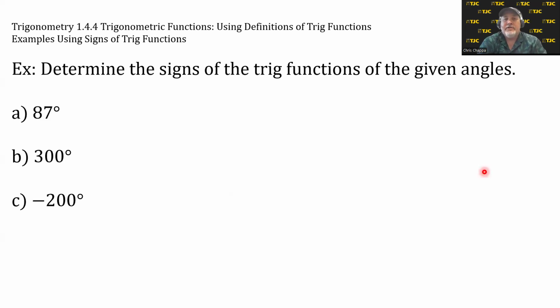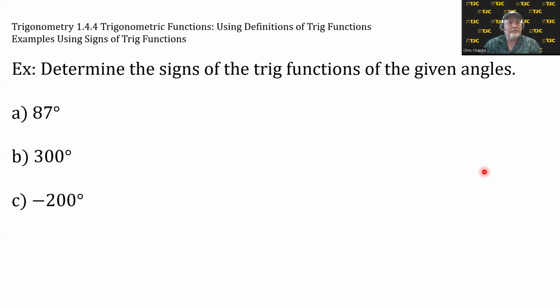For example, determine the signs of the trig functions of the given angles: 87 degrees, 300 degrees, and negative 200 degrees. Since the signs of the trig functions are contingent on the quadrant in which the terminal side lands, we should probably start by figuring out which quadrants these angles' terminal sides land in. Pause the video and see if you can figure them out.